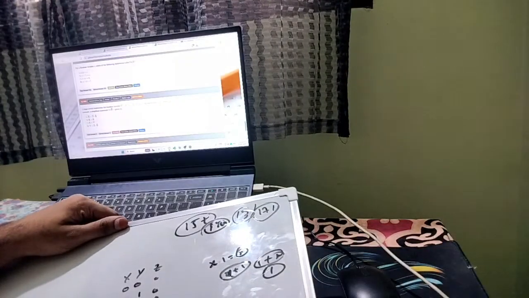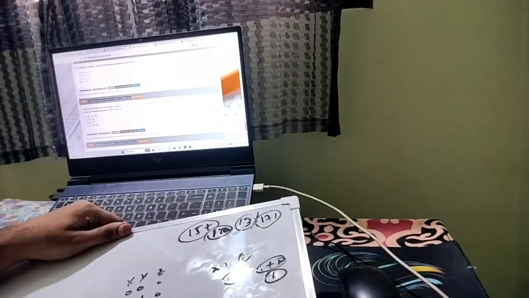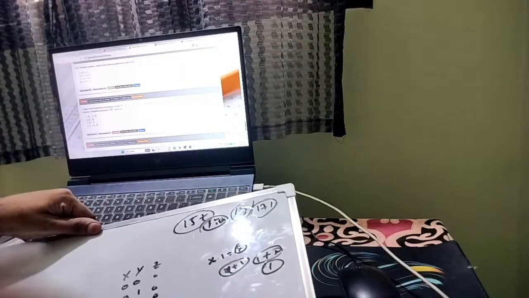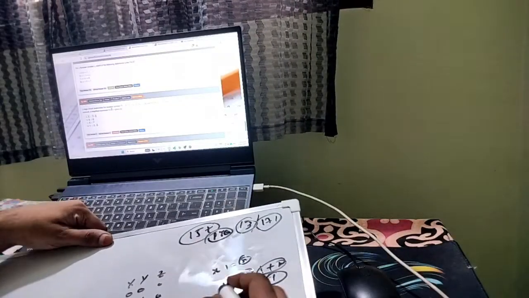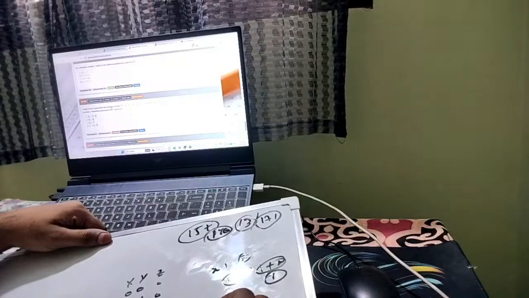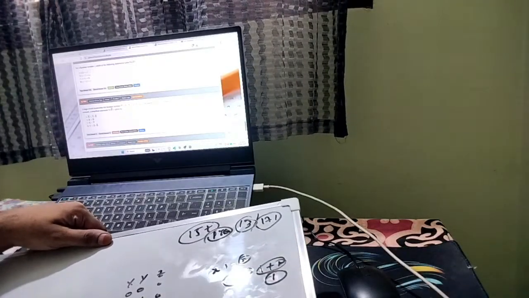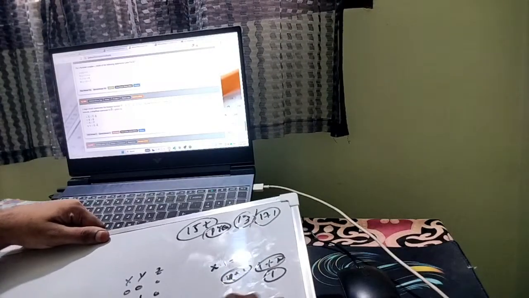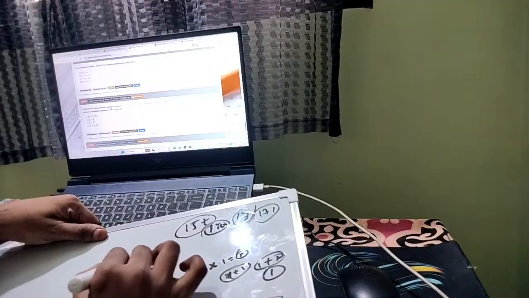So if we draw a K map for this, we'll get option D. Let's see how to draw the K map. We don't care, so we consider the variable K. Here it is X, Y, Z. Let's imagine this as 0, 1, 3, 4, 5, 6 and 7.